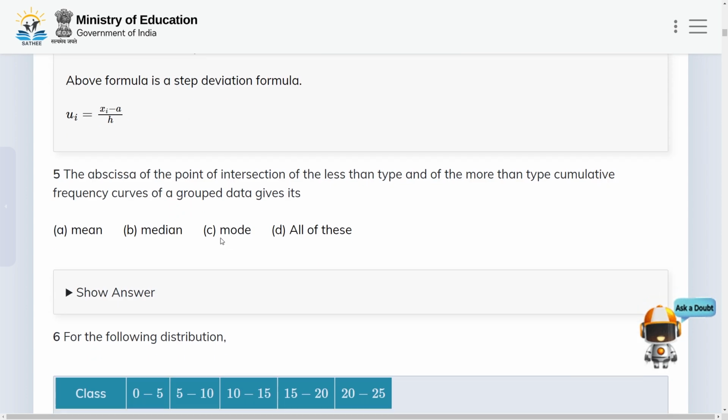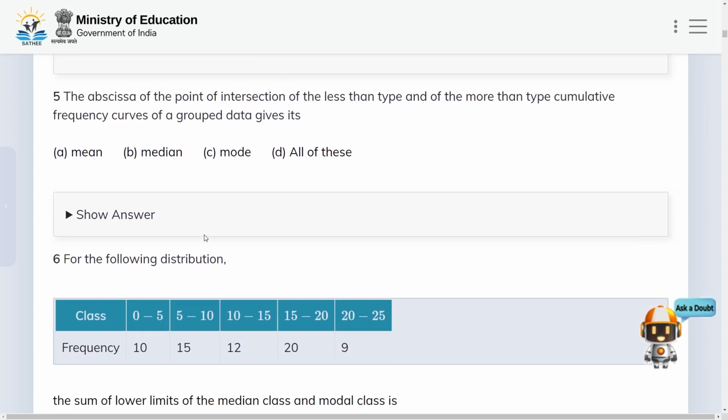So in next problem here we have, the abscissa of the point of intersection of the less than type and of the more than type cumulative frequency curves of a grouped data gives its what? So among these options, in option A we have mean, in option B we have median, in option C we have mode, and in option D we have all of these.